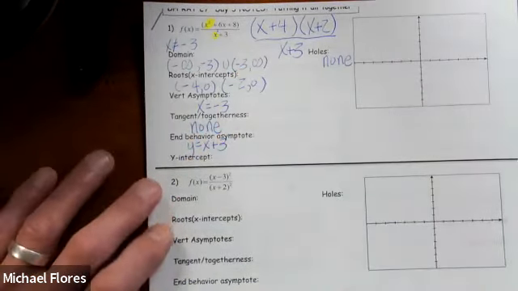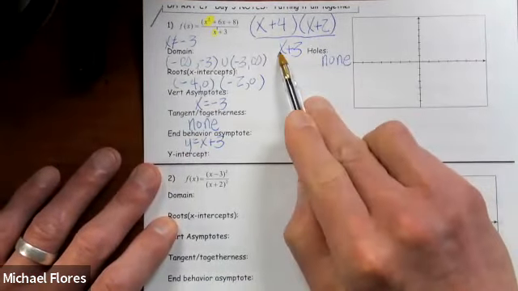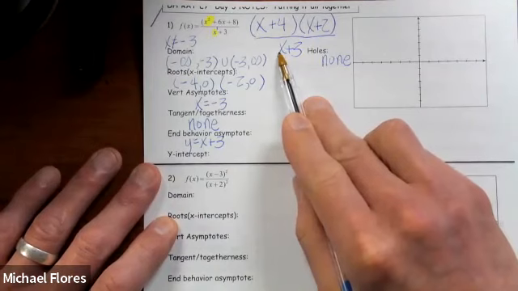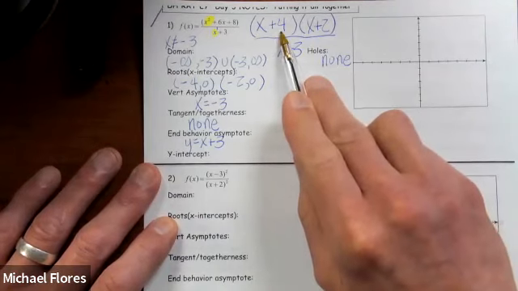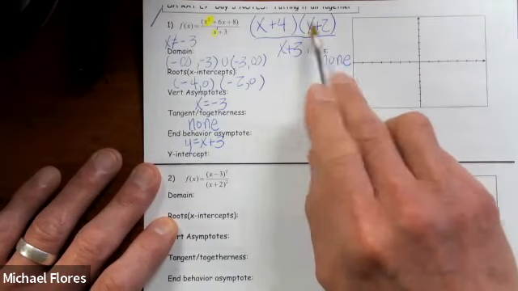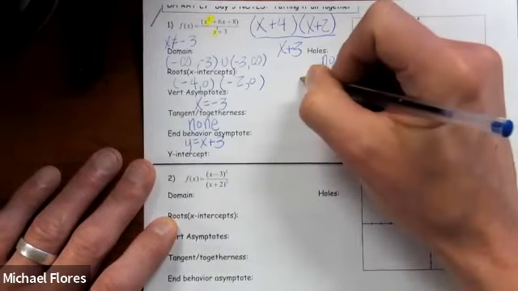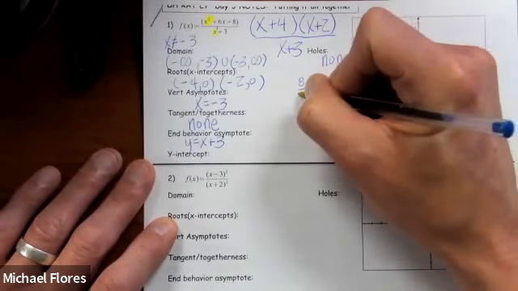Now, in order to find our y-intercept, you're going to plug in a 0 here, here, and here, and then do your math. Well, 0 plus 4 is 4. 0 plus 2 is 2. And then 4 times 2 would be 8 over 0 plus 3, which is just 8 over 3.